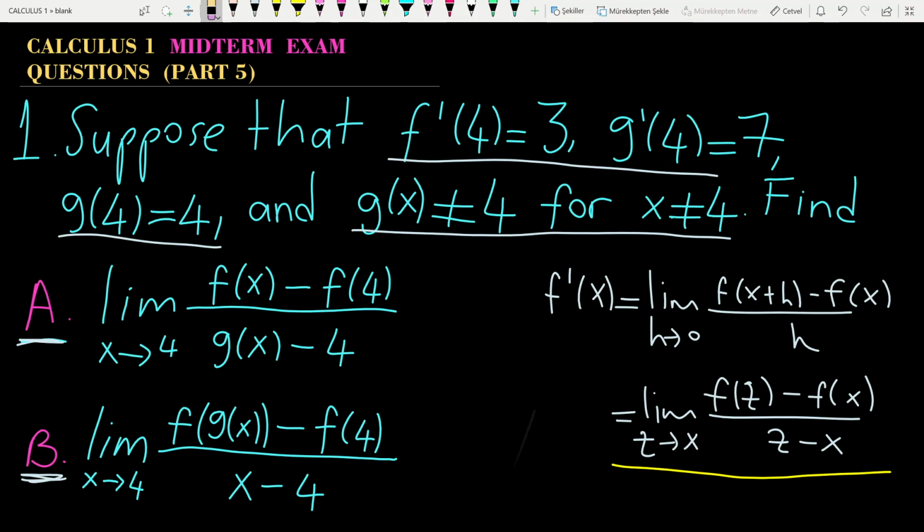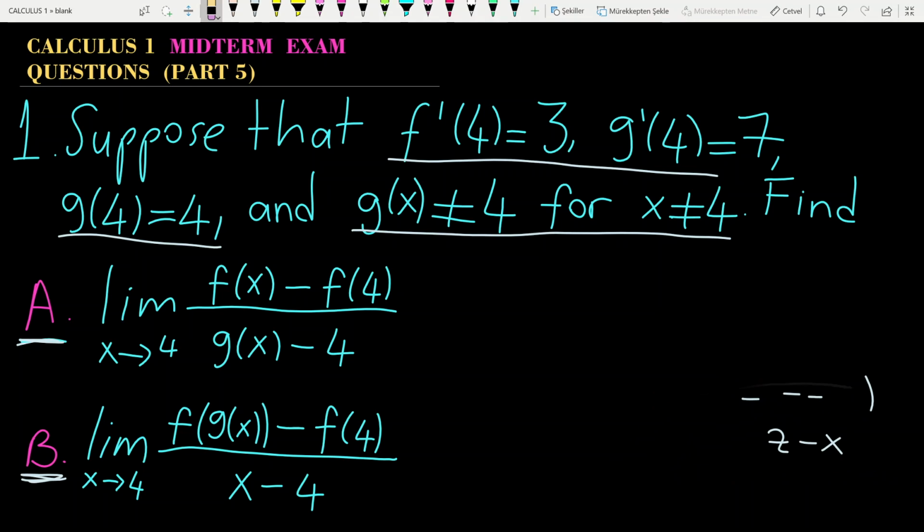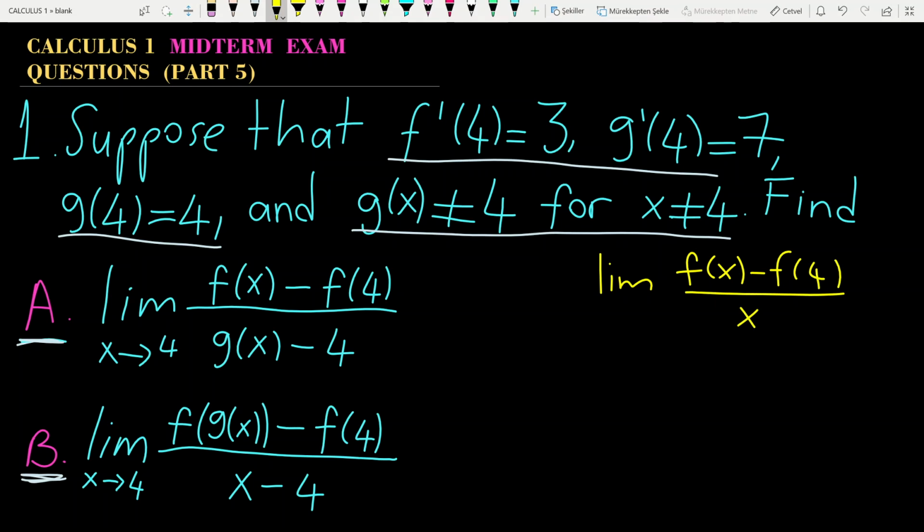So let's focus on A first. Let's say if we have limit of f of x minus f of 4 divided by x minus 4 when x tends to 4. What's the meaning of this expression? It means you have derivative of f at the point 4, right? But we actually do not have this expression in A. So we should rearrange the expression.